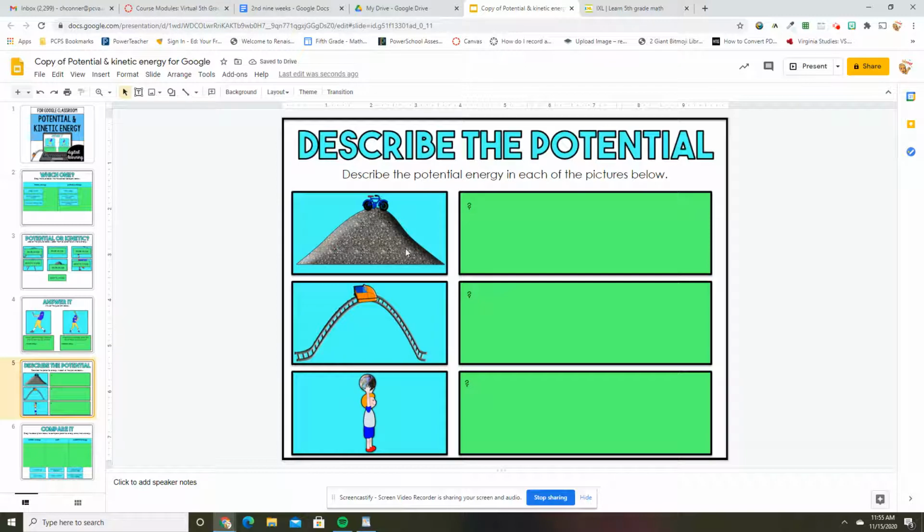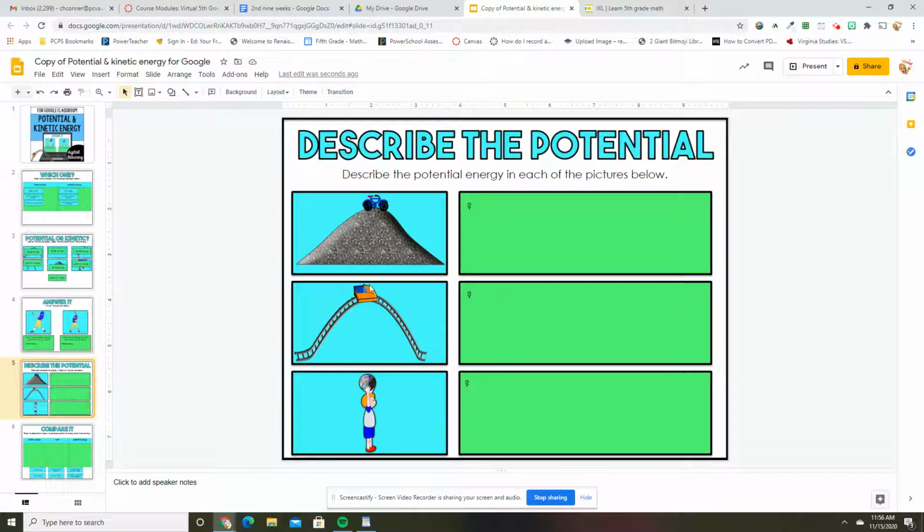So let's describe the potential. Let's talk about it. So the bike is sitting on the top of the hill. I'm not going to type all these. We're just going to talk about it. The bike is sitting at the top of the hill. What has to happen for the bike to move? There has to be some kind of force. So whether it be the wind or a person, but until that force acts on the potential energy, that is still going to sit there.